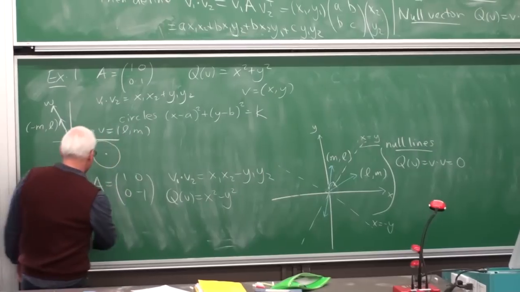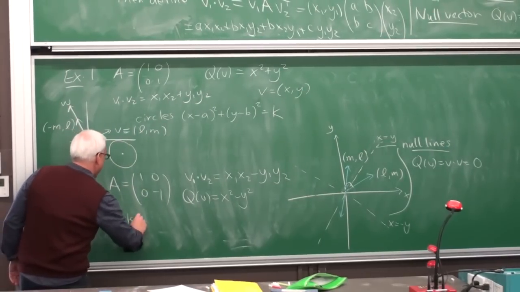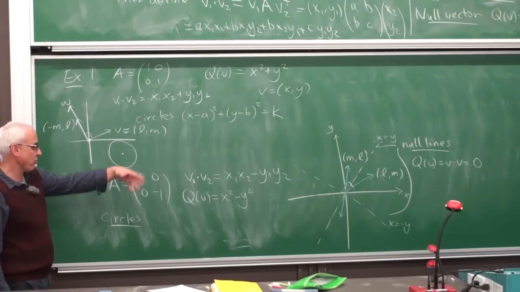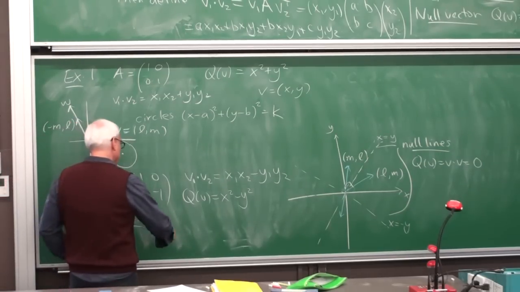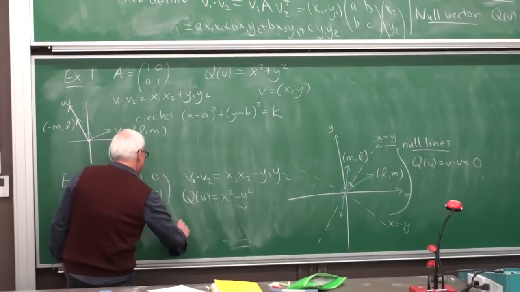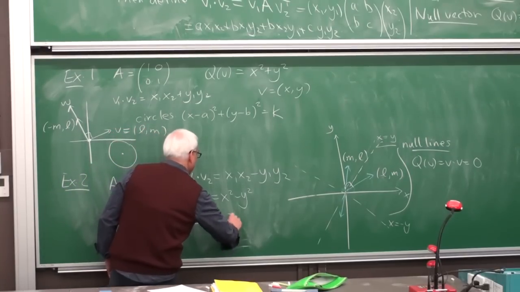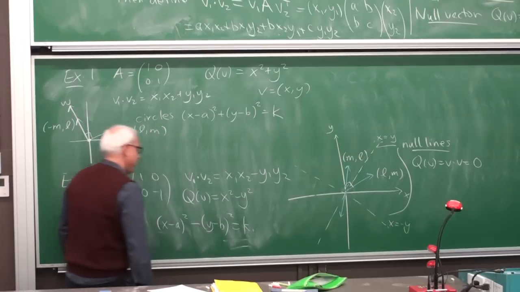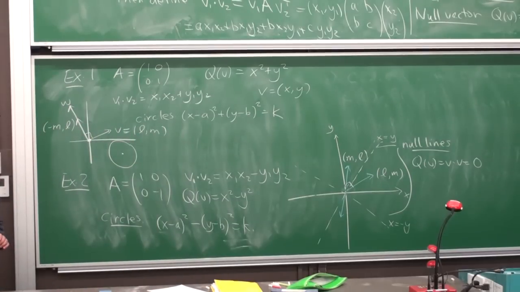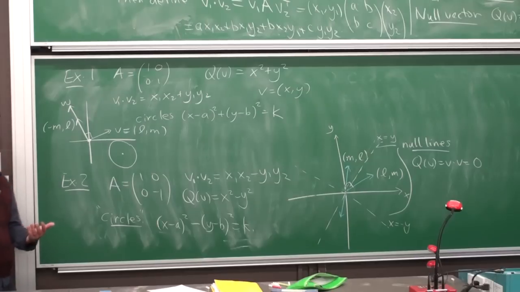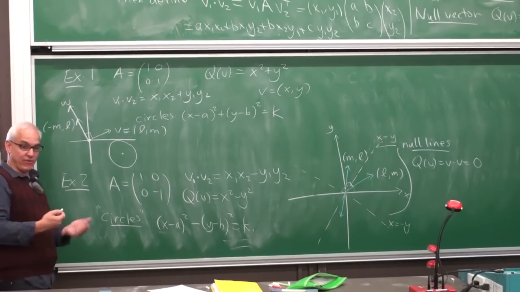Well, a circle is defined by an equation of the form: the quadratic form between a vector and some other point will be some fixed value. So it'll be (x minus a) squared minus (y minus b) squared equals k. That's what circles look like in this case. So maybe we should say circles in quotes, because they don't actually look like circles to us. They look, of course, like hyperbolas.